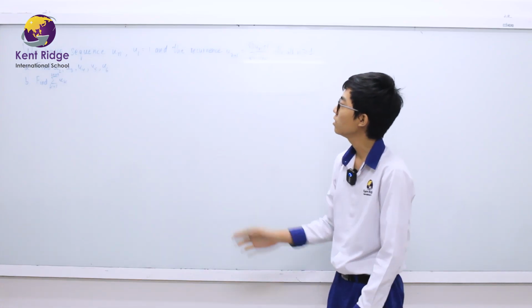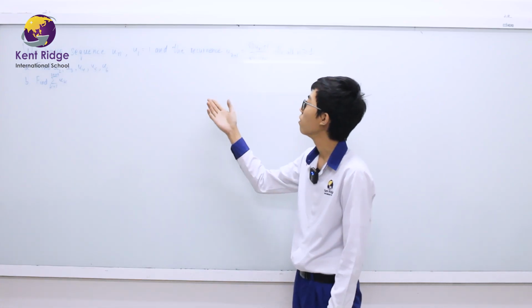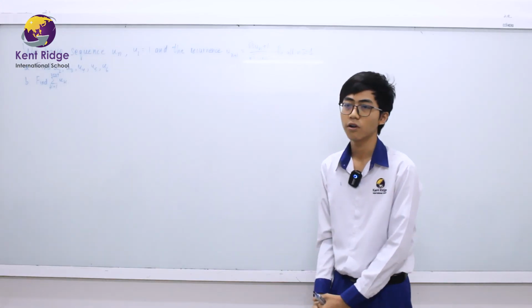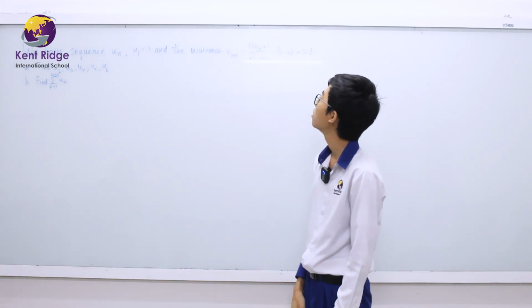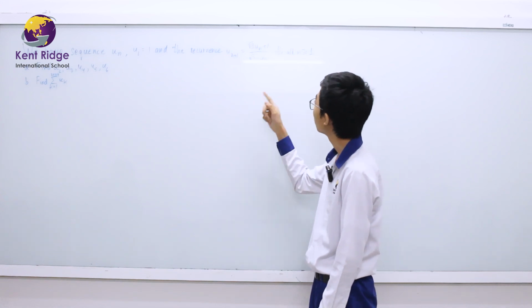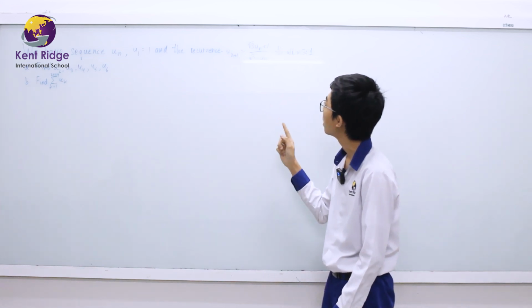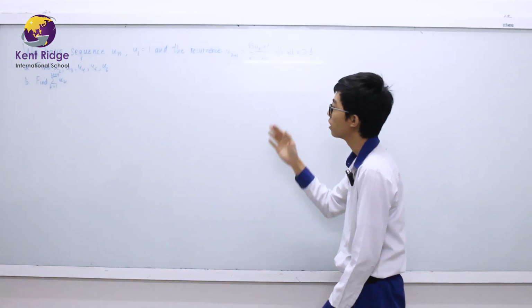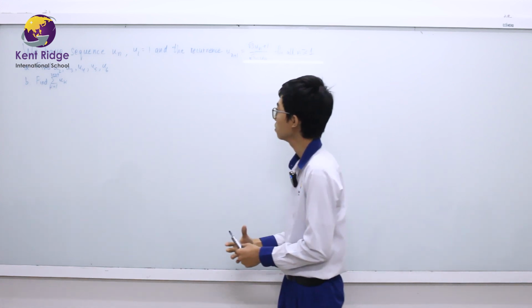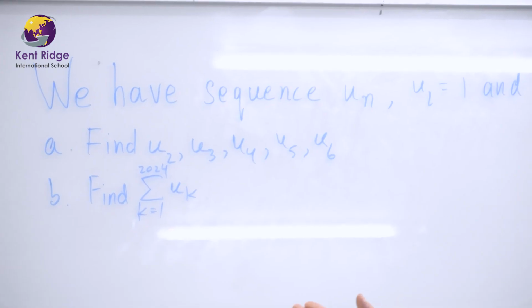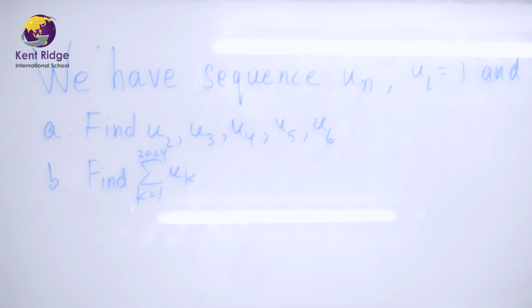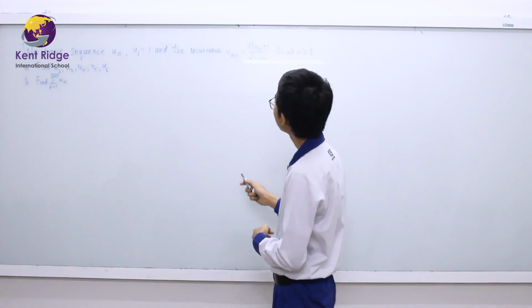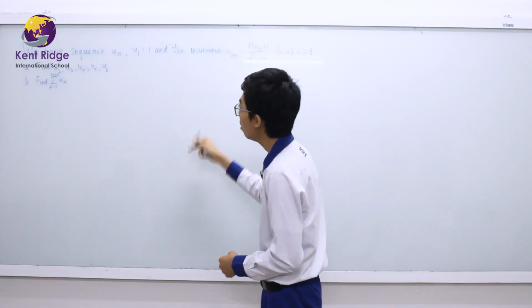Here we have a sequence, u_n, where the first term is 1, and the recurrence is u_(n+1) equals square root of u_n plus 1 over square root of 3 minus u_n, for all n bigger or equal to 1. What we're supposed to do is find the second, third, fourth, fifth, and sixth terms. Okay, first we're starting with laying this out.